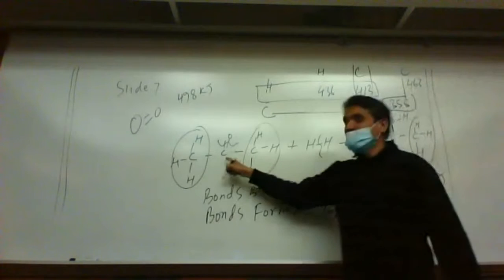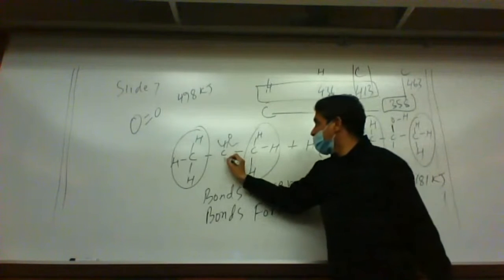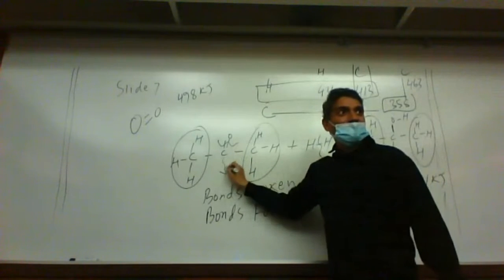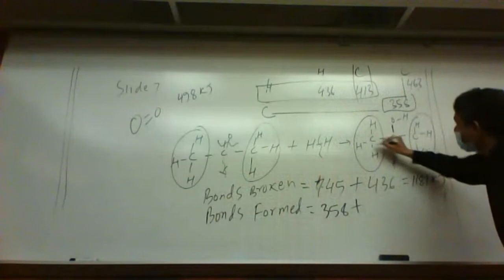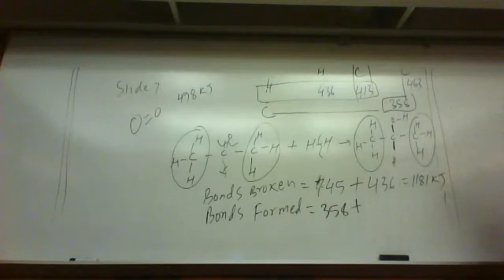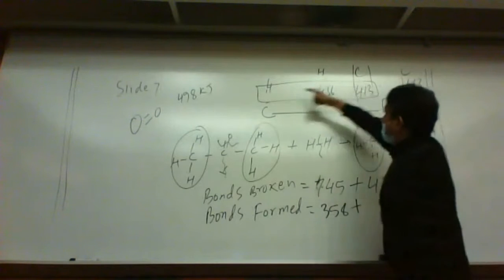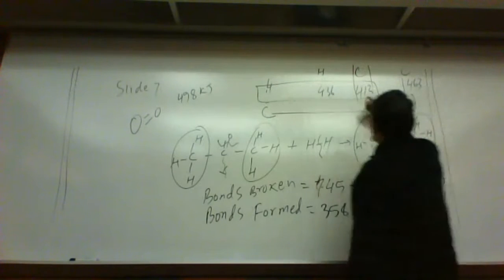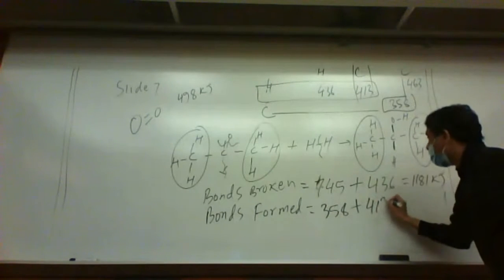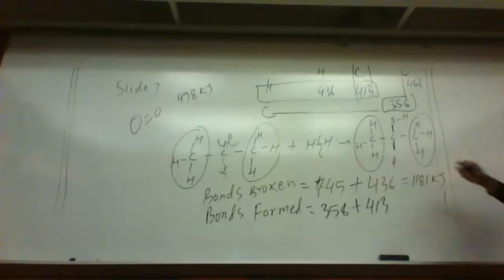And then which bond is formed? Now we didn't have a bond here. If you look here, there was no bond here, but we have a bond here. So we form a C-H bond here. So what is the C-H bond value? The C-H bond value is 413. Now, which bond do we form?